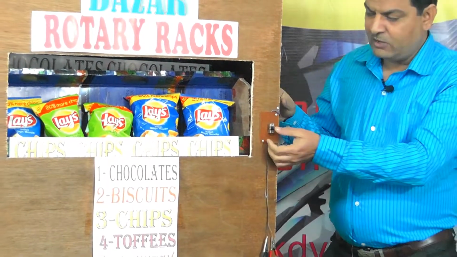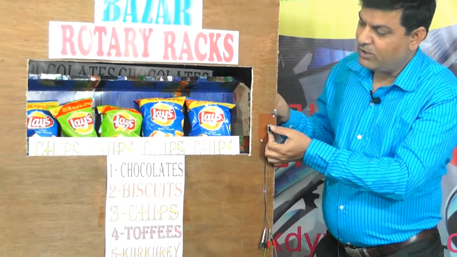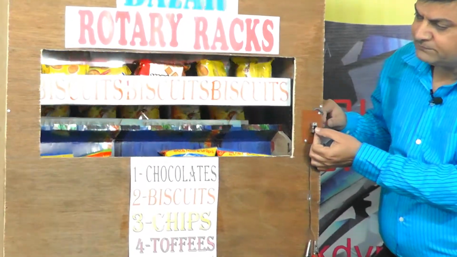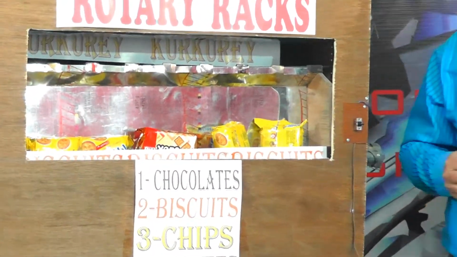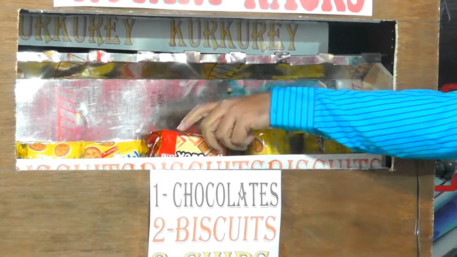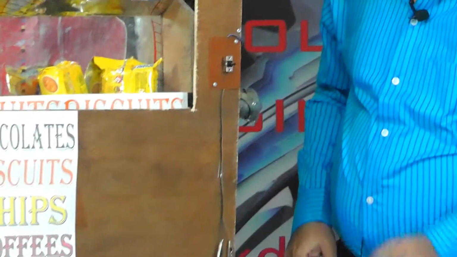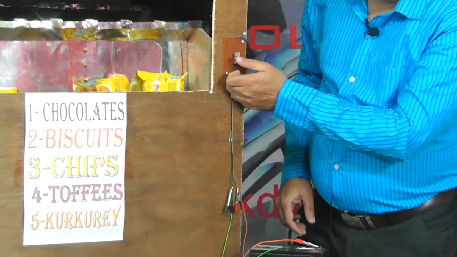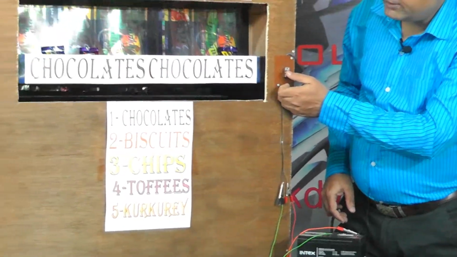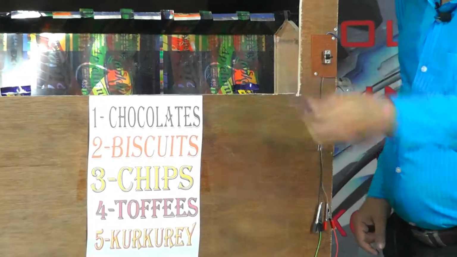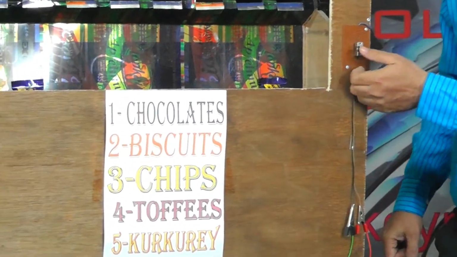Now I'm showing how this works. Suppose I want some chips, or we want biscuits. So it is moving, and now the biscuits are coming. We can take the packet of biscuits from the rack. I want 1 packet of biscuits, and I also want some chocolate from the chocolate rack. We pick 1 chocolate and 1 is left for my friend Rob.